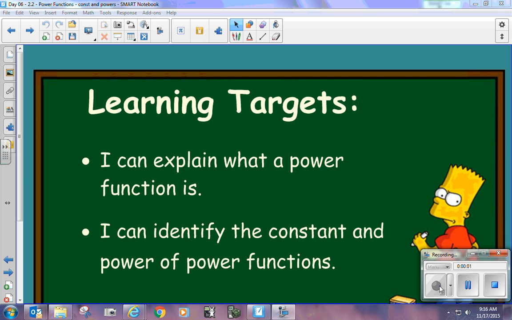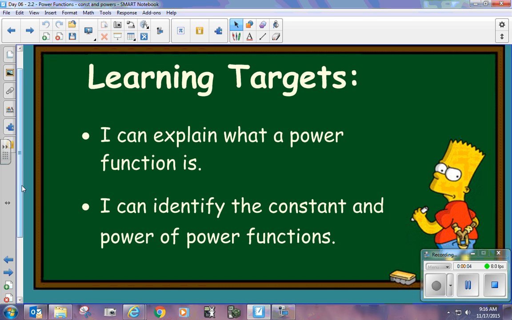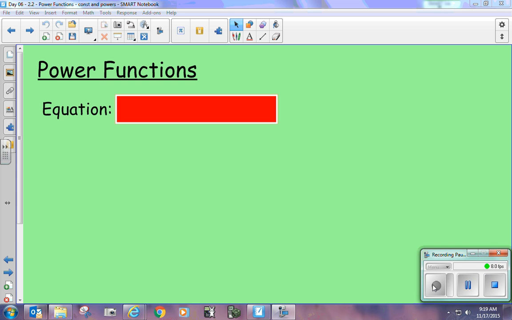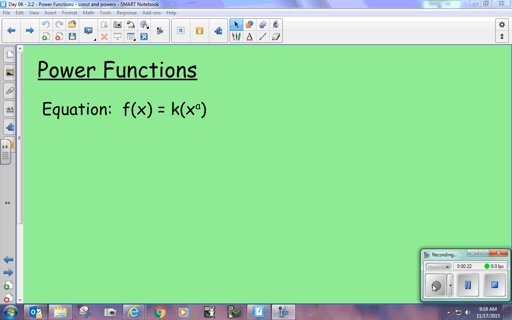So, today's learning targets. I can explain what a power function is, and I can identify the constants and power of power functions. This is the more important of the two, the second one. Ready? So, power functions are equations that can pretty much be written in this form: k times x raised to the a. All right? And I will explain what that means in just 1 second. So it is f of x equals k times x to the a.